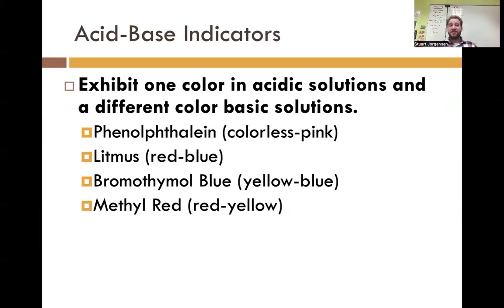Cool. Our indicators, a little more in depth. Indicators are technically weak acids. Don't worry about that. But they're just a substance that will exhibit one color in an acidic solution and a different color in a basic solution. It doesn't necessarily, well, that's kind of a misnomer. These are just substances that show colors at different pHs. The one we use most often, especially in our early chemistries, is phenolphthalein. It's colorless in an acid and pink in a base. And so we can easily tell whether it's acidic or basic.